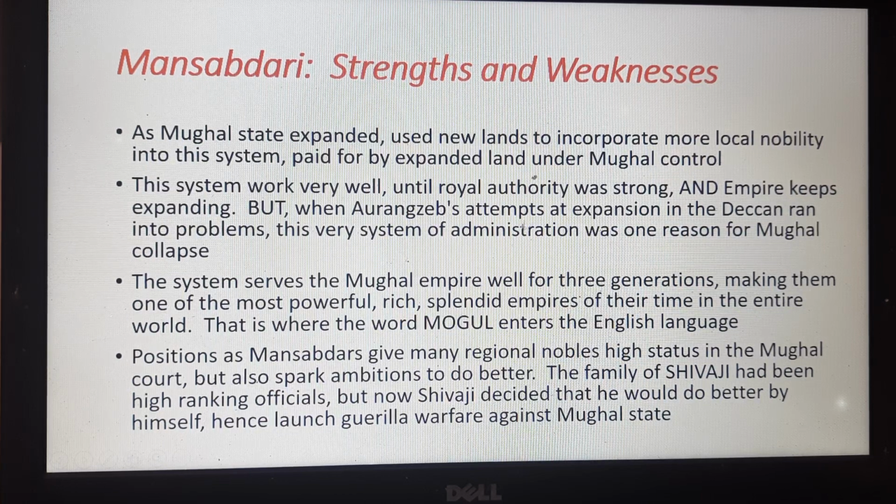But Aurangzeb's attempts at expansion in the Deccan ran into problems. So Aurangzeb, you know the story of Aurangzeb. What happened? He transferred his capital from Delhi to Daulatabad, today's Devgiri, in Maharashtra. So there he tried to transfer his empire.